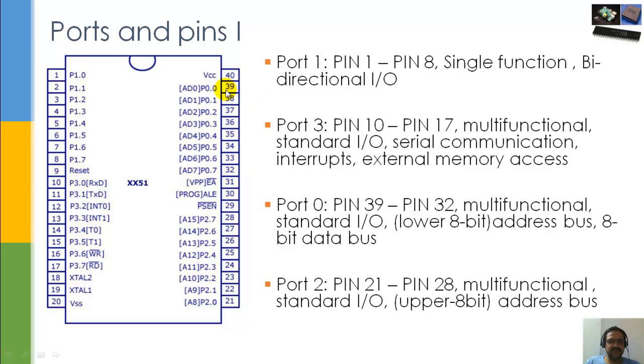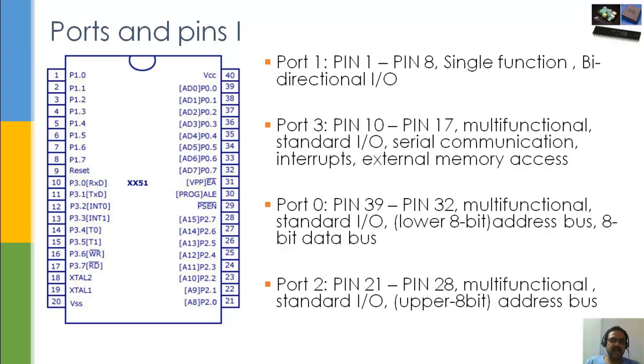So port 0 is from pin 39 to pin 32. So P0.0, 0.1, 0.2, 0.3, 0.4, 0.5, 0.6, 0.7, again 8 bits. Now this is also multifunctional in the sense this can be either used as general IO pins or ports, or it can be used for placing the lower 8 bits of the address. Okay, lower 8 bits of the address.